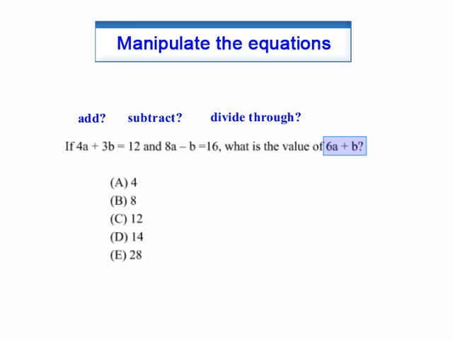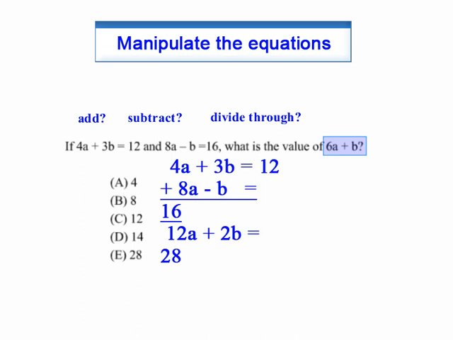Remember, when you're blocked on a question on the SAT, it always helps to do what you can do. Well, in this case, I can pretty easily add the two equations. When I add 4a plus 3b equals 12 and 8a minus b equals 16, I get 12a plus 2b equals 28. Aha! Here's my clue. If I divide that through by 2, I get 6a plus b, and I get that 6a plus b equals 14.